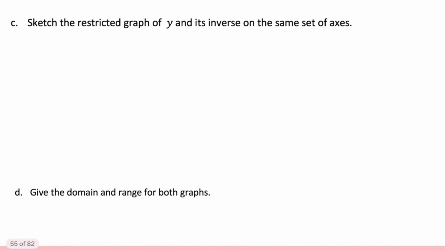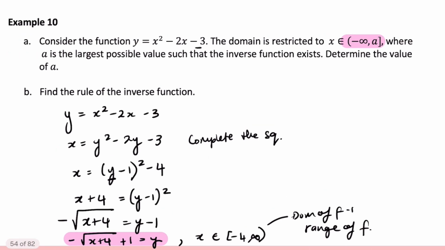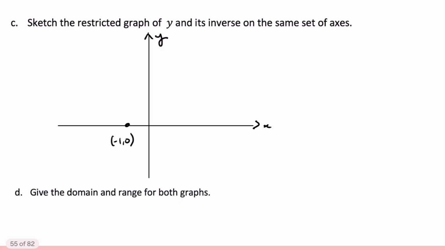All right, part C then says sketch the restricted graph of y and its inverse on the same set of axes. Okay, so we've already kind of done this, at least sketching the original function before. So we're going to now do it with restricted domain though. So we found that our intercepts, we had one at -1, 0. Just looking at this graph, the y-intercept will be at -3, and we'll also have a turning point at 1 and -4. So I'm just going to go ahead and try to sketch it as well as I can.